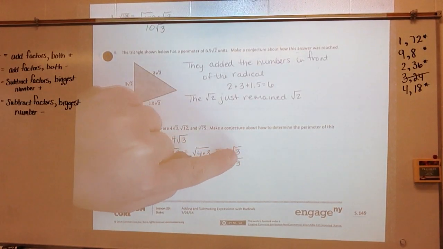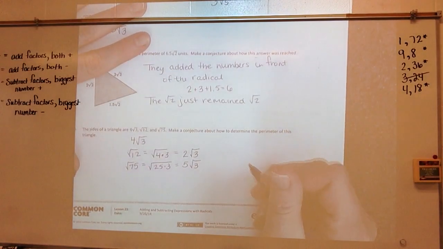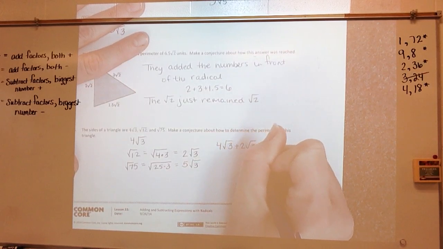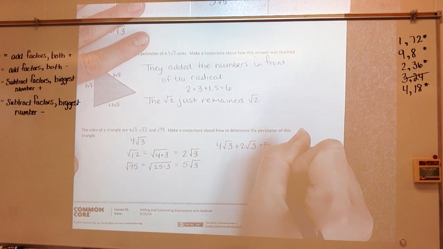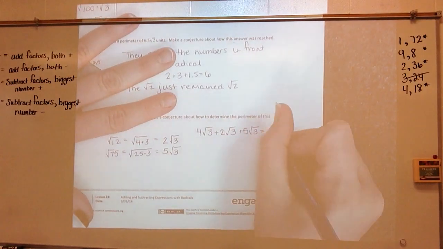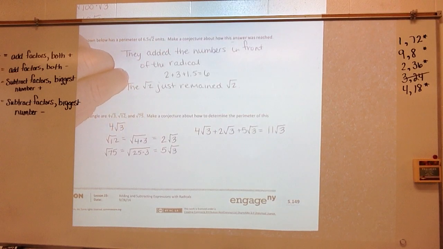Now look at what happens to all of my answers. I have 4 square root of 3, 2 square root of 3, and 5 square root of 3. So now what I can do is add these answers. So 4 plus 2 is 6, plus 5 is 11, square root of 3. So there you go.